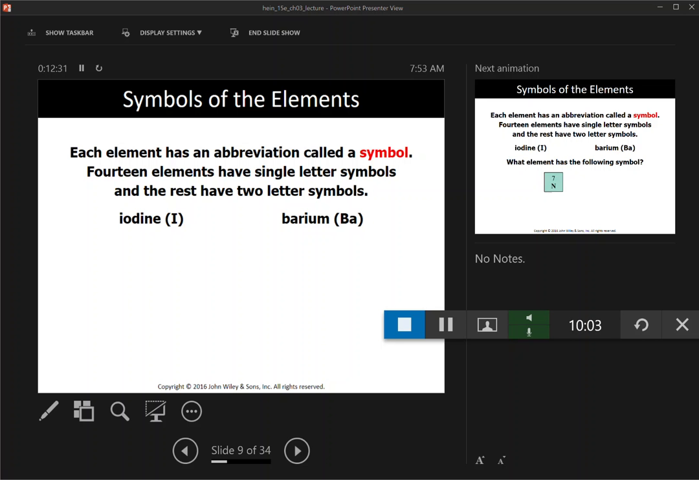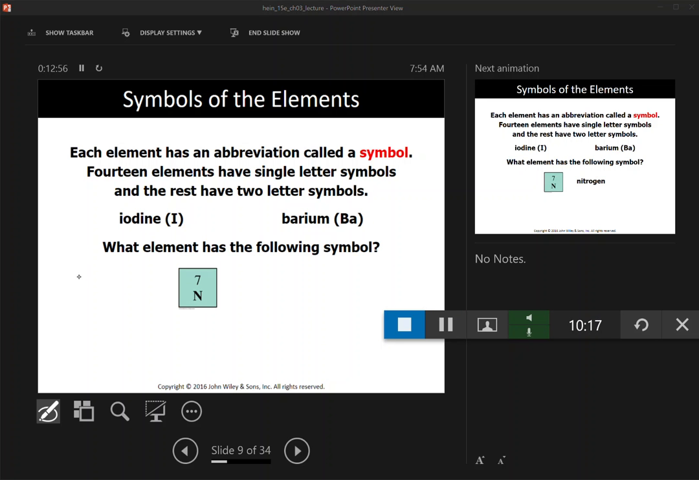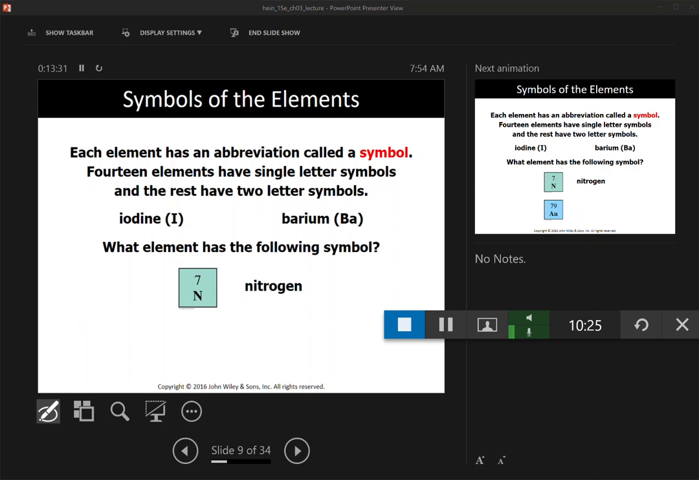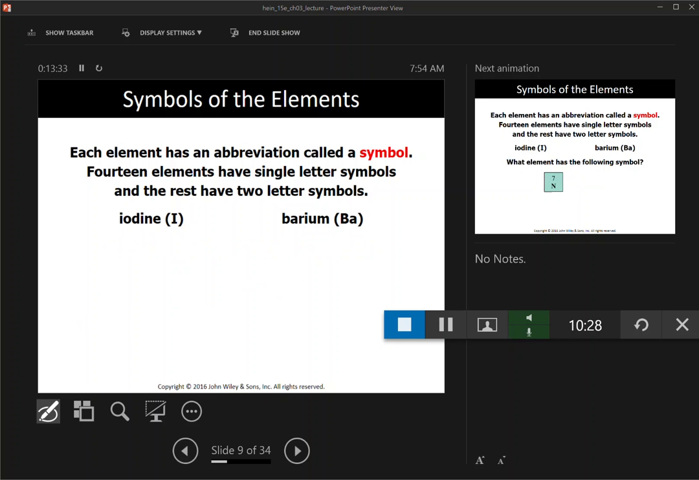For example, let's say copper. If we write Cu, this represents copper. So the first letter is in caps, the second one is in lowercase.